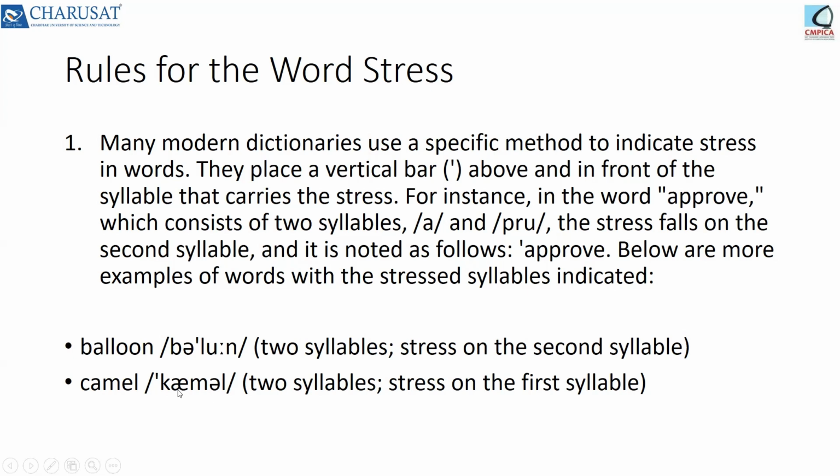Camel, right? Camel. But ka is spoken for a longer period of time. Therefore, it will take the stress. Approve, approve. So, a is spoken for a longer period of time. Therefore, here it will be the first syllable, here it will be the second, and here it will be again the first.